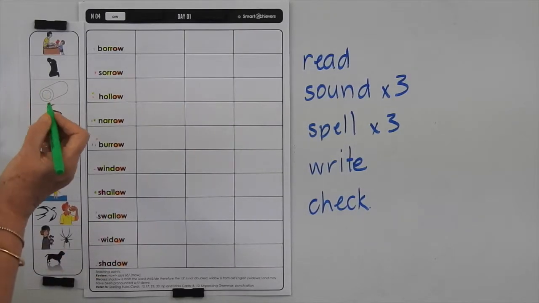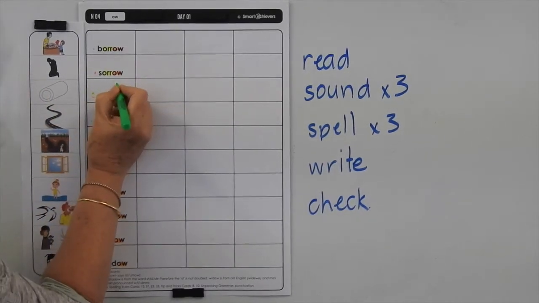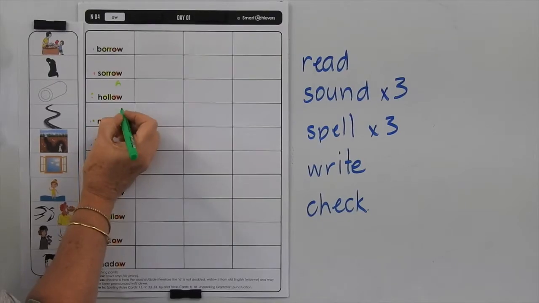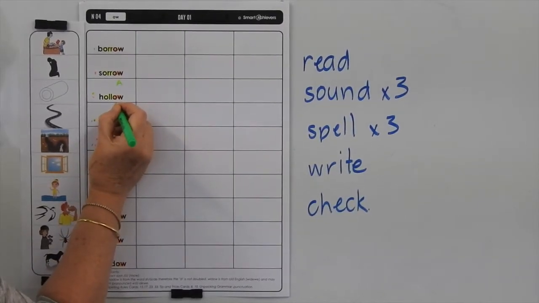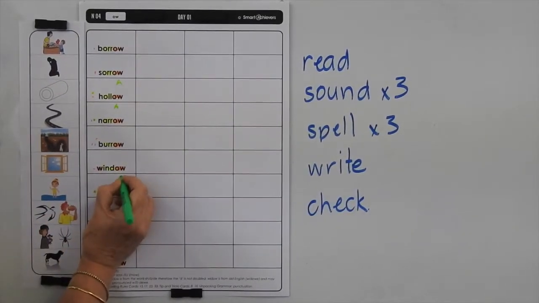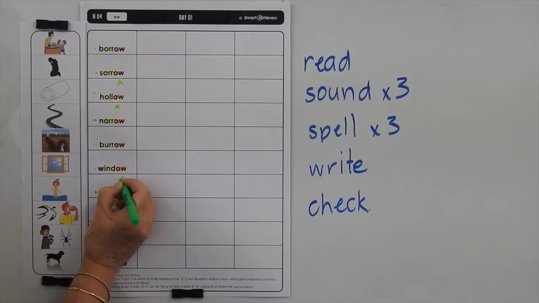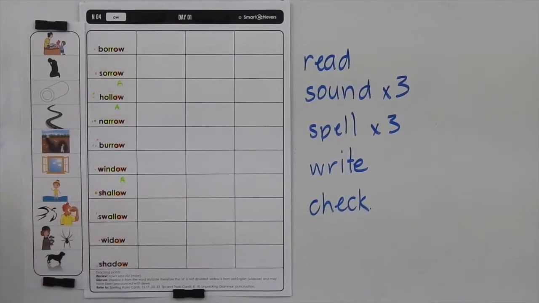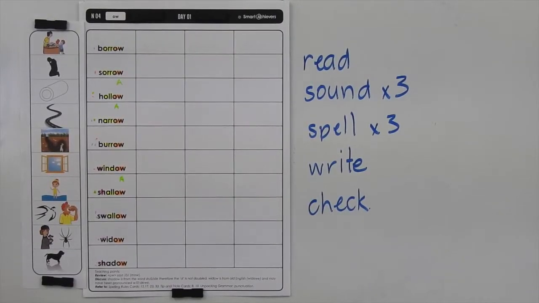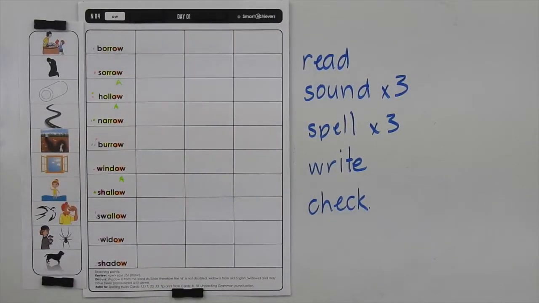So we're going to do hollow. You could talk about a hollow log, so that would be an adjective. A narrow passage or narrow road would be an adjective, and shallow would also be an adjective. It's something like the shallow end of a pool. Now let's go back and do the verbs now. I'm going to do them in blue.